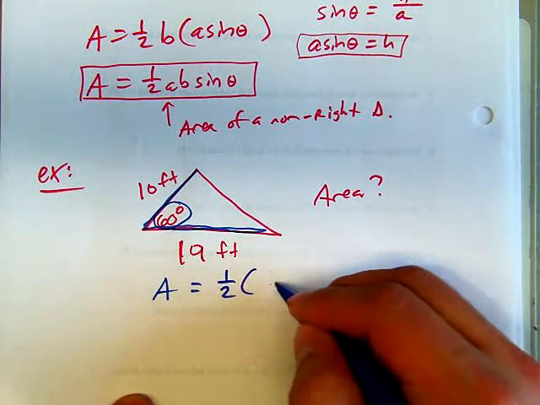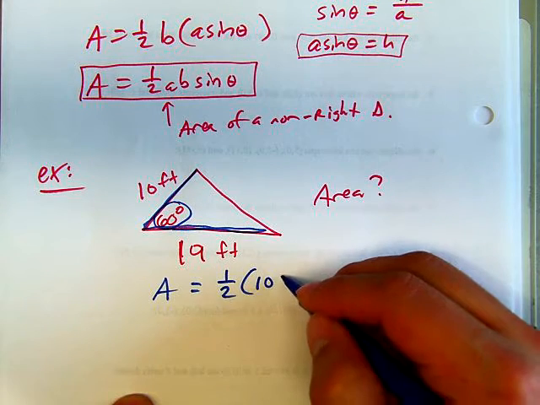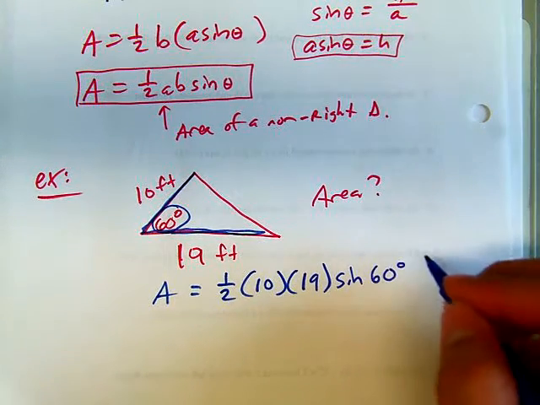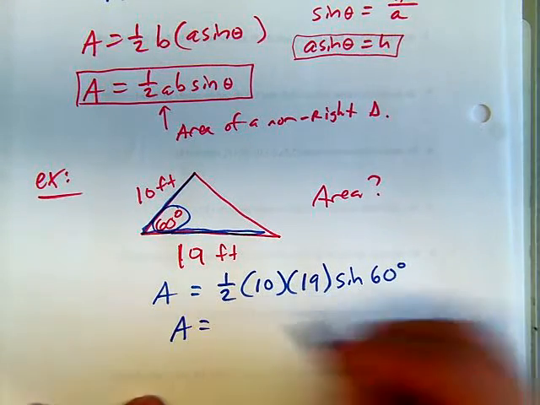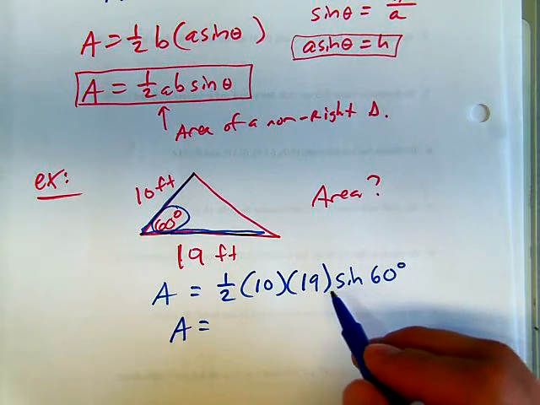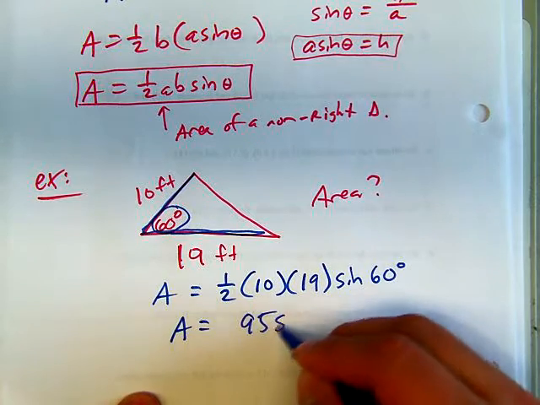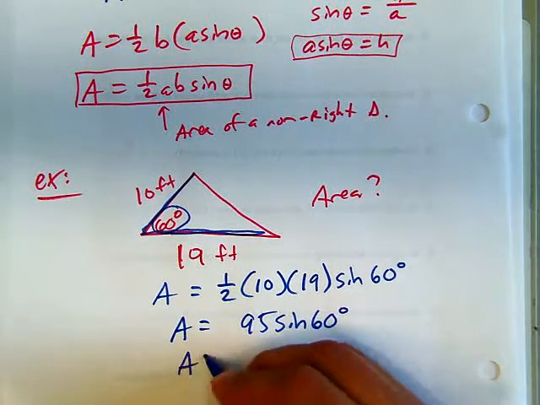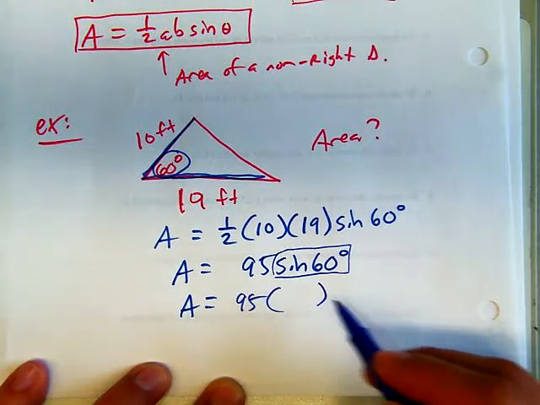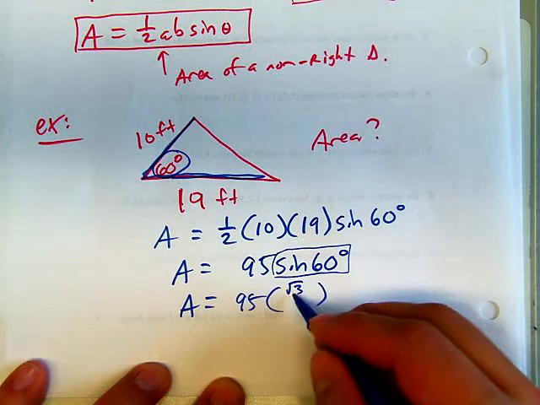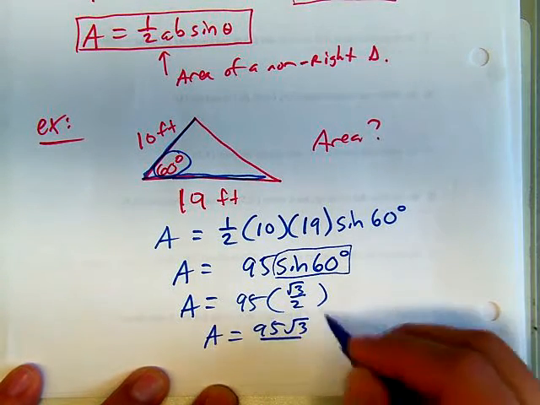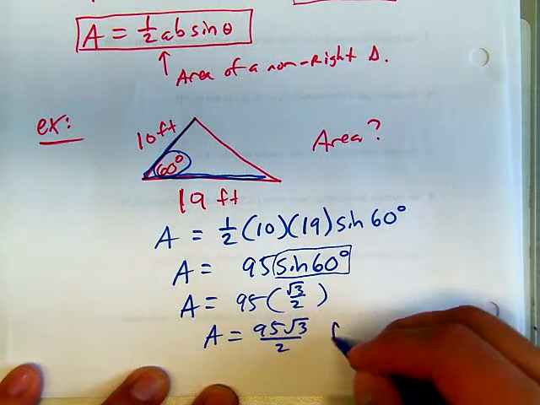The area would be 1/2 times A, or 10 feet, times B, which is 19, and then sine of 60 degrees. So that'll be 190 divided by 2, so what is that, 95? Yep, so 95 sine 60. And since this is a unit circle value, you should absolutely just do an exact answer. The sine of 60 degrees is √3/2. So the exact area for this triangle would be 95 √3/2 feet squared.